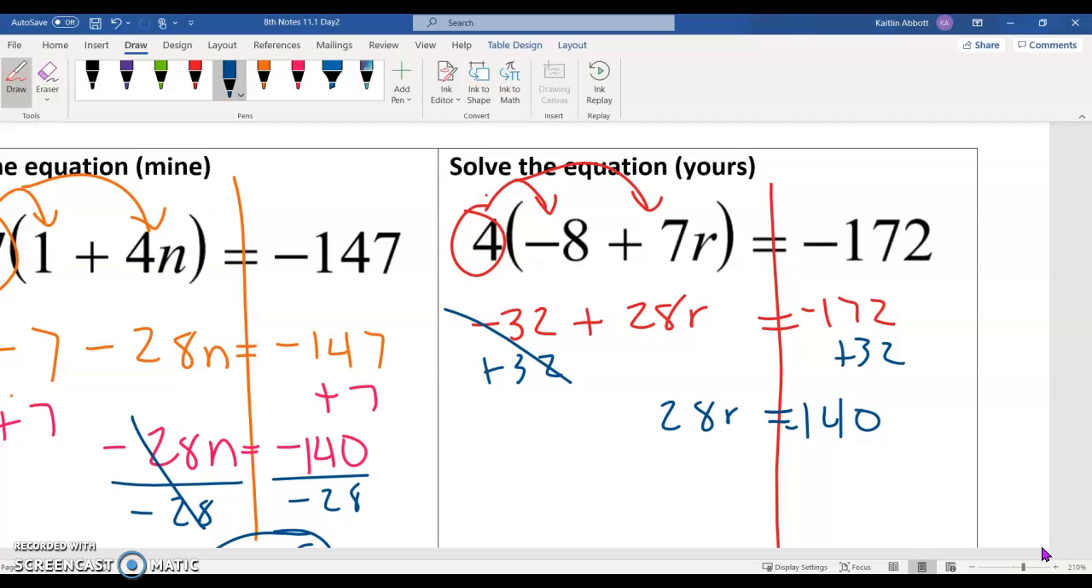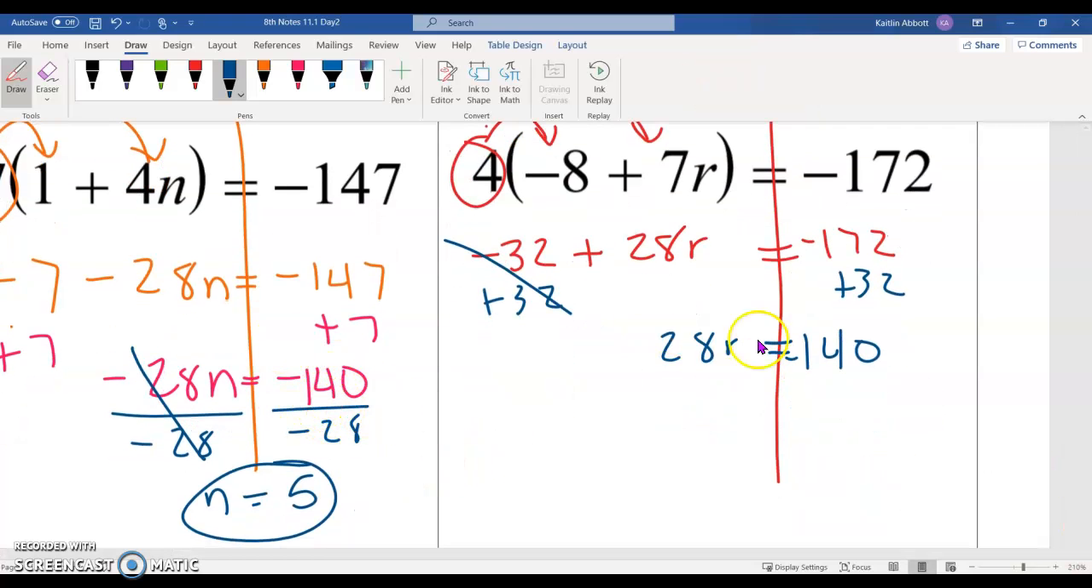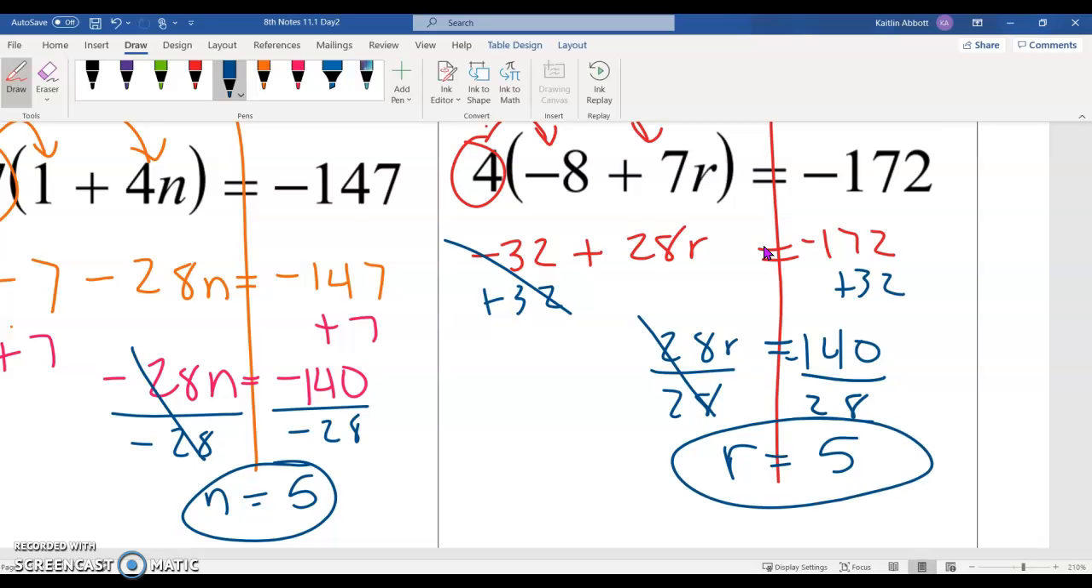Last but not least, I am going to be dividing. Hey, look at that. It's the same thing as I did over here. So I'm going to be dividing by 28 to get rid of that. As I did in the first problem, 140 divided by 28 is going to get me 5. So if you got a +5, great job.